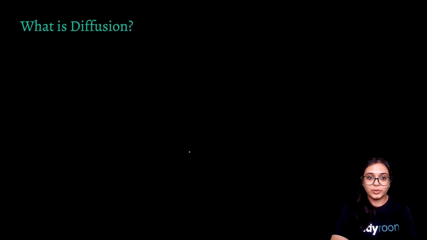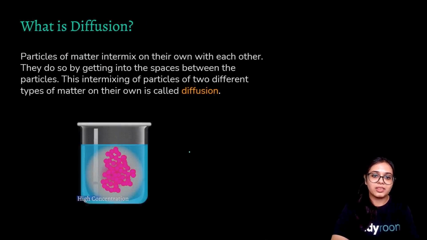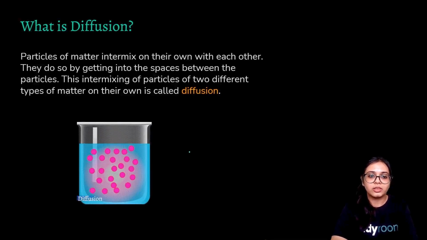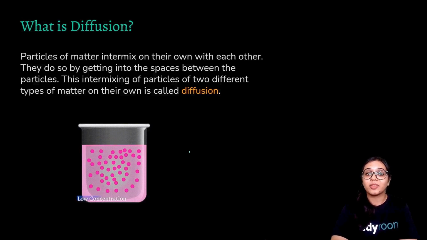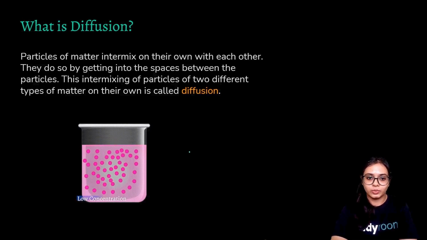Now, what is diffusion? Particles of matter intermix on their own with each other. They do so by getting into the spaces between the particles. This intermixing of particles of two different types of matter on their own is called diffusion.